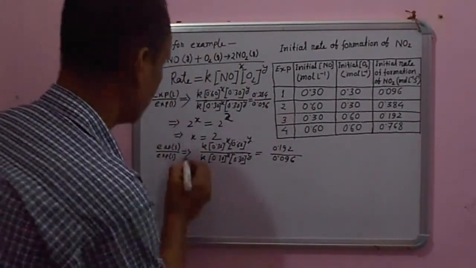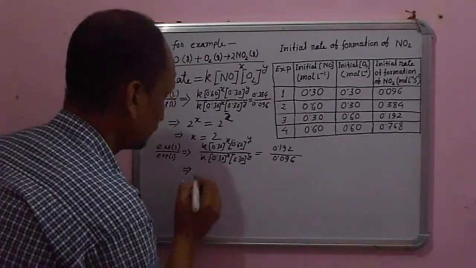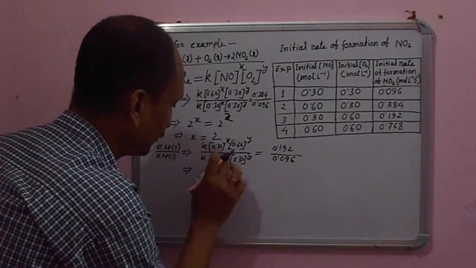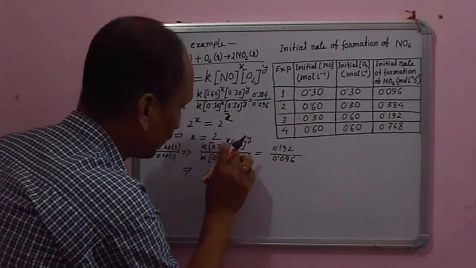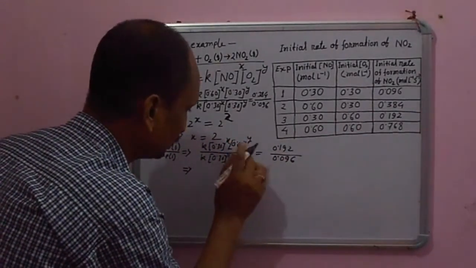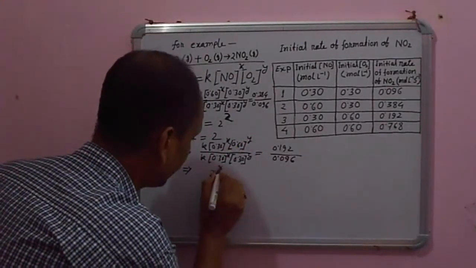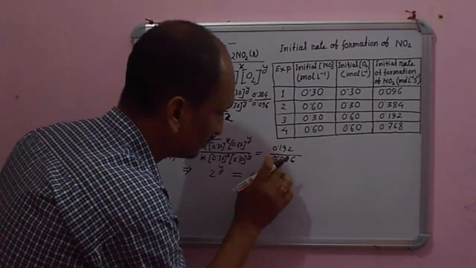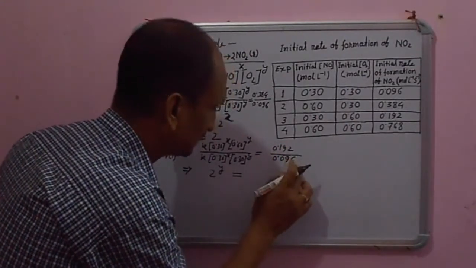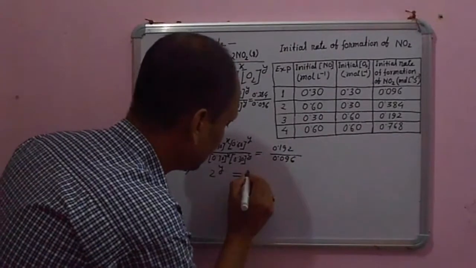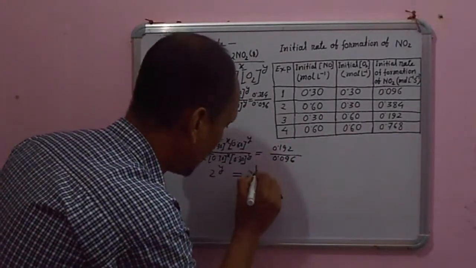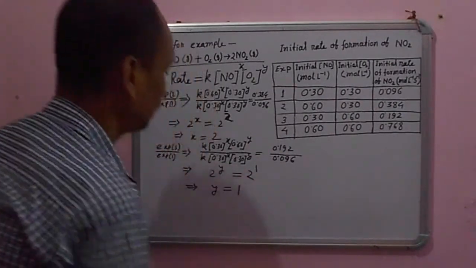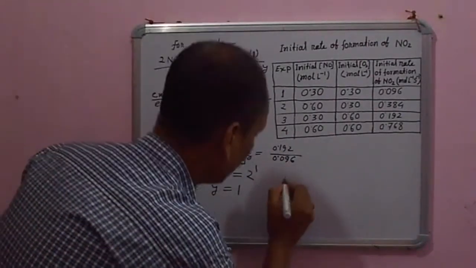So this implies here K will be cancelled, 0.3 to the power x, 0.3 to the power x will be cancelled, and 0.6 by 0.3 is equal to 2, so that means 2 to the power y will be equal to 0.192 divided by 0.096, that is coming out 2, that means 2 to the power 1, that means here y will be equal to 1. So that's the rate law.